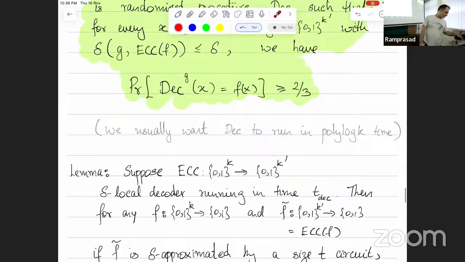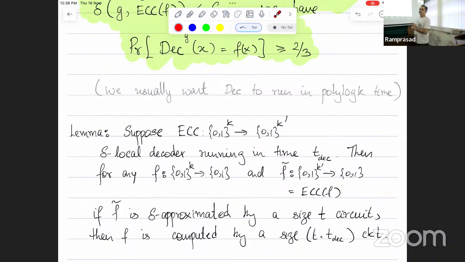Now here is a simple lemma which helps us set our goals. Suppose someone told us that there is some explicit error correcting code which happens to have a delta decoder. Let's assume that the delta decoder runs in time T decoding, the time taken for decoding. Now I want to say that suppose someone gave you a worst case hard function. You took the truth table, applied the error correcting code on it, and interpreted that as a function F tilde. I want to claim this new function is now delta hard to approximate.